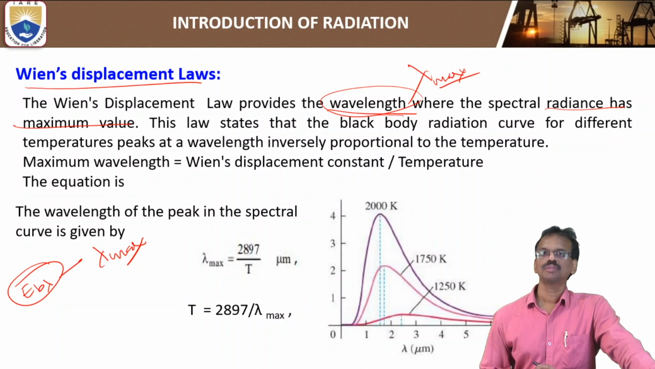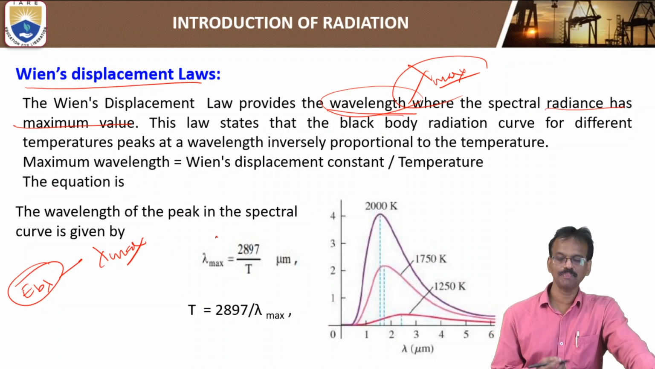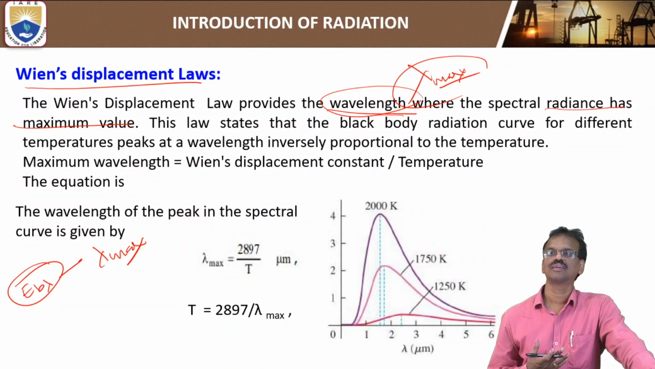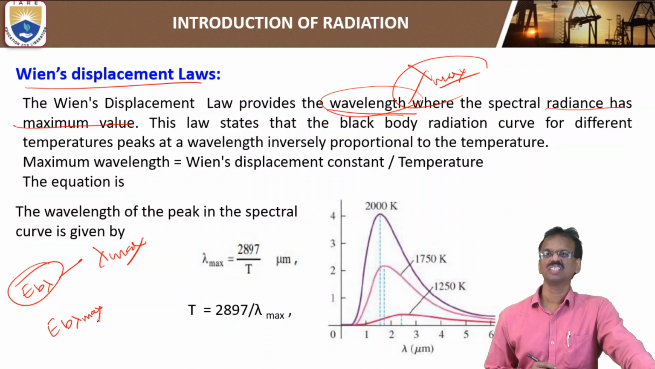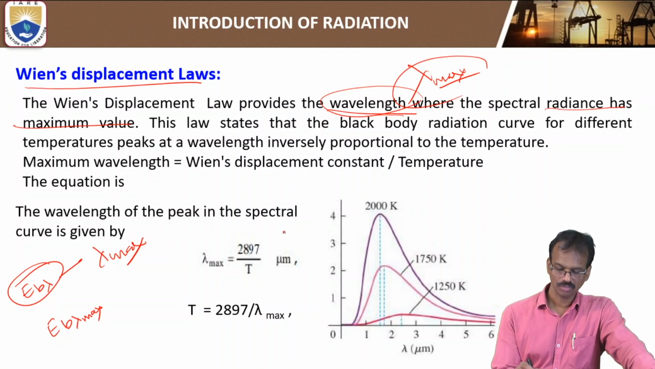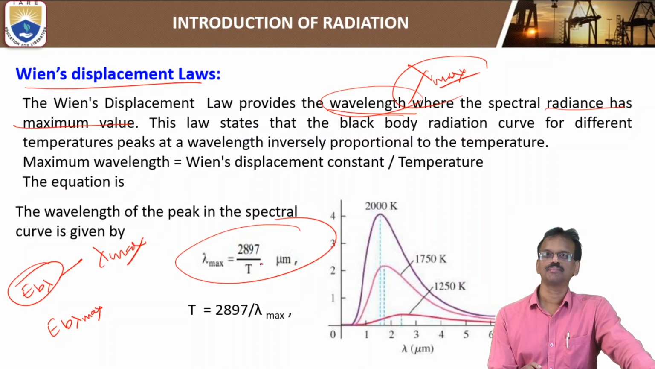Okay, so it means you can find out the lambda max. With the help of this lambda max, you can find out the maximum monochromatic emissive power, that is EB lambda max. According to Wien's law, the relationship is lambda max equal to 2897 by T, where T is the temperature of the body.